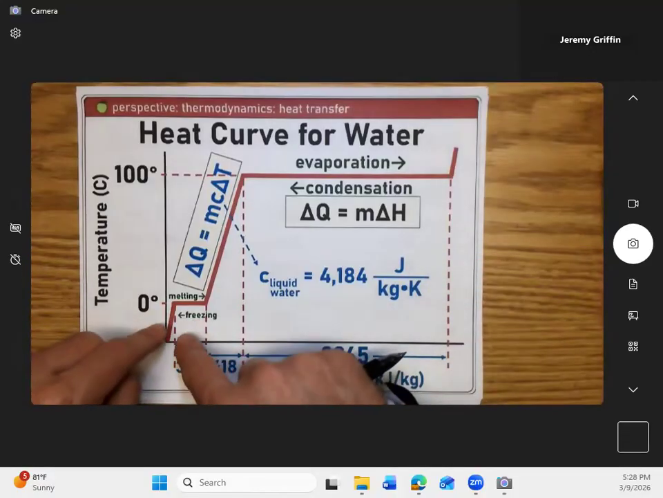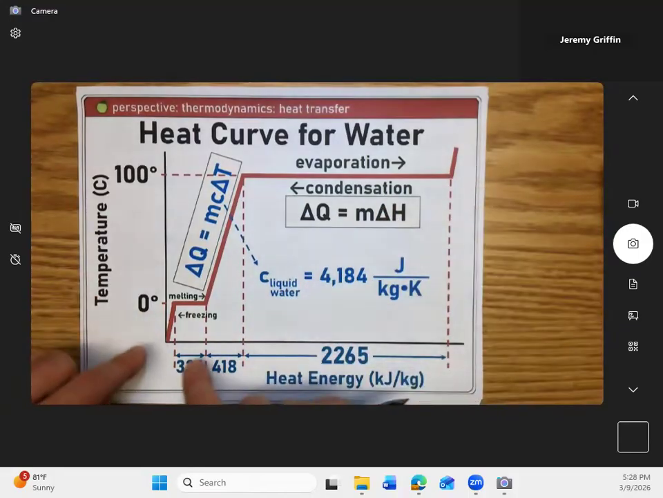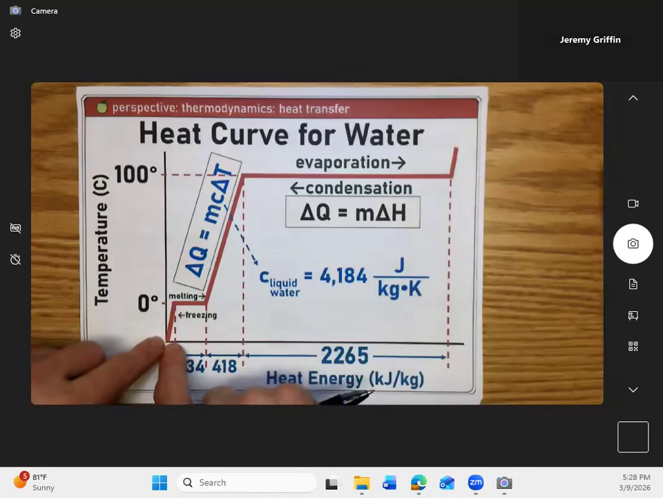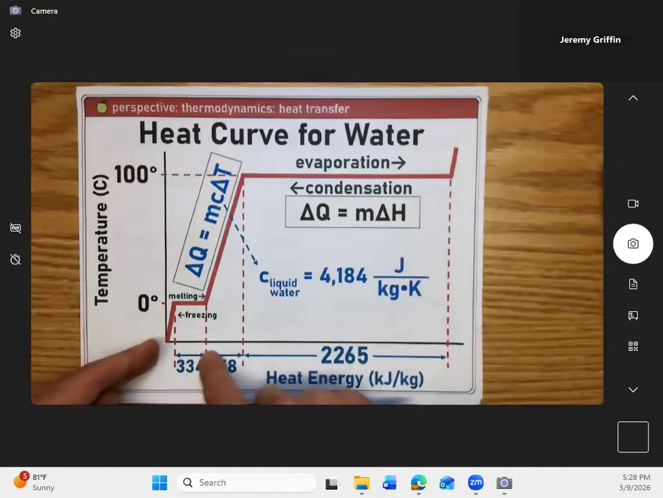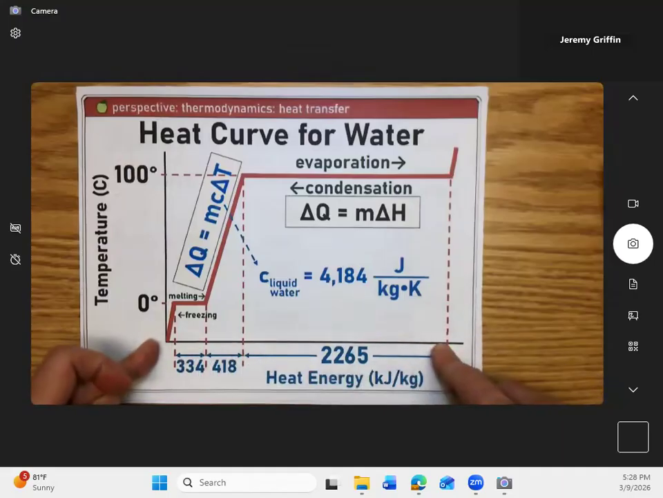But one of the questions is going to involve this heat curve right here. So let's go through this heat curve. Okay. I'll do a numerical example with you guys and see some very similar questions on Thursday. So vertical axis, I got temperature. Horizontal axis, I got a transfer of thermal energy, which is called heat. Right, so heat energy. Okay?